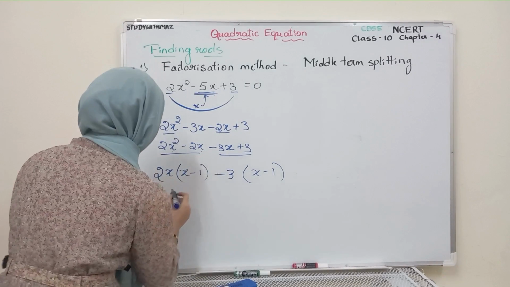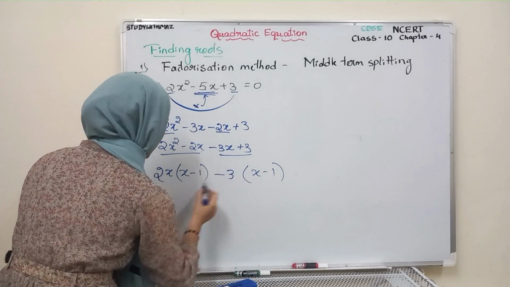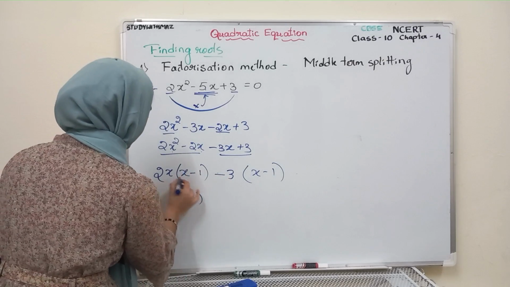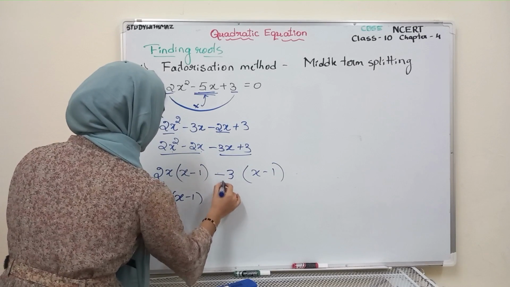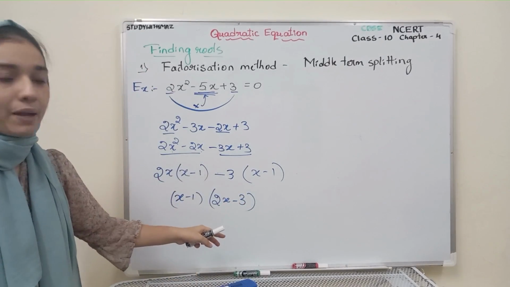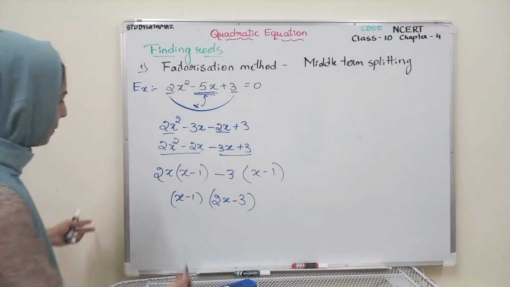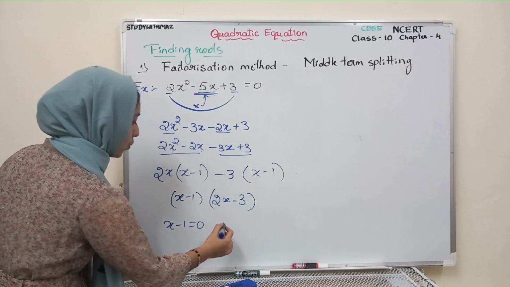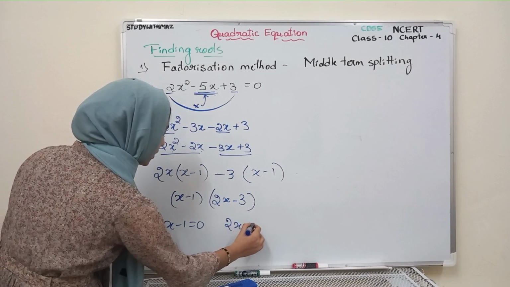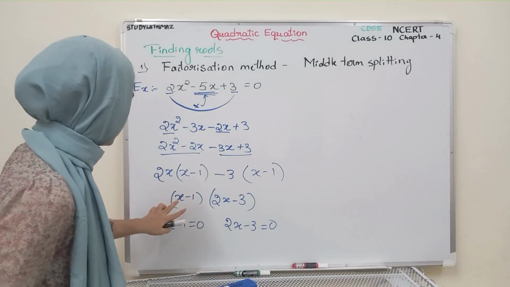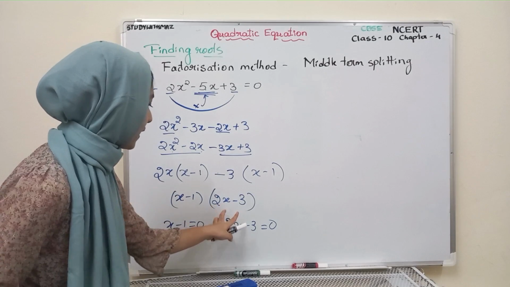Like here, you take x minus 1 as common. What is remaining? 2x remains here, minus 3 remains here. Take it as 1 bracket: 2x minus 3. Now you have to find the roots. Simply take x minus 1 equal to 0. You have to equate both of them, so that you will find the x value. So this bracket equal to 0, this bracket equal to 0.